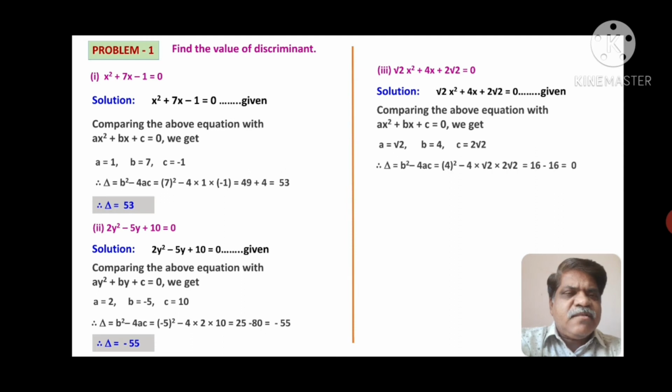Therefore, delta, that is the discriminant, is equal to b square minus 4ac. Now, we will substitute the above values here. So, 4 square minus 4 into root 2 into 2 root 2 is equal to 4 square is 16 and the product of 4 into root 2 into 2 root 2 is 16. So, here you will be getting 16 minus 16, 0. Therefore, you can write that delta, that is the discriminant value, is 0.